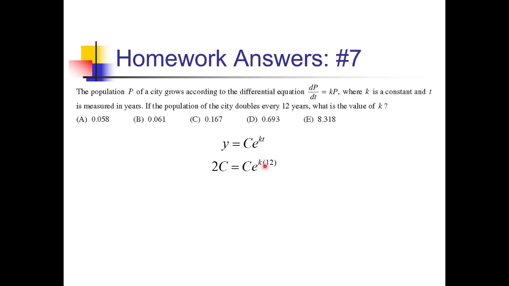And now if I'm just solving for k, I can divide both sides by c. That'll give me 2 over there, and then if I just take the ln of both sides, I've got ln of 2 equals 12k.